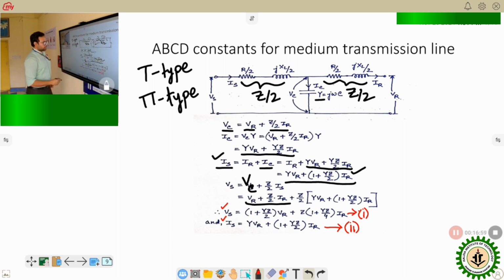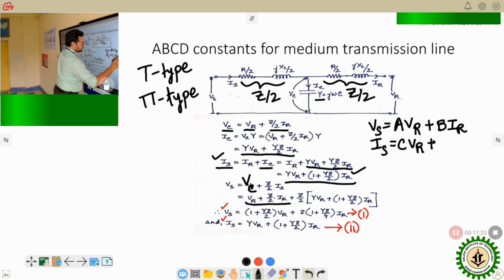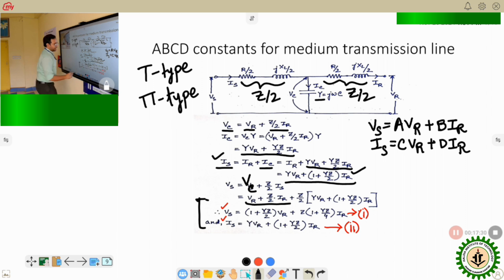Now if we compare these equations with the previous equation, where we have VS is equal to AVR plus BIR and IS is equal to CVR plus DIR, by comparing these equations of VS and IS, we can see that A is 1 plus YZ by 2.